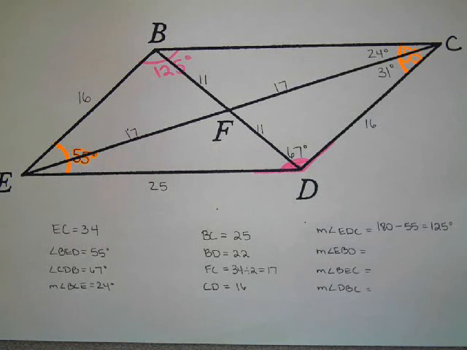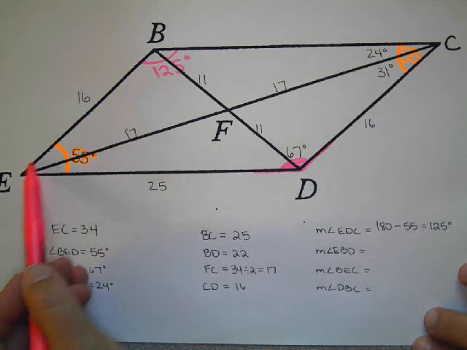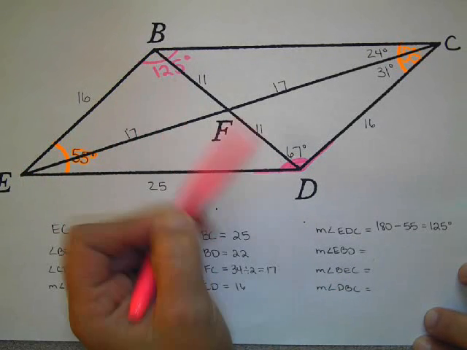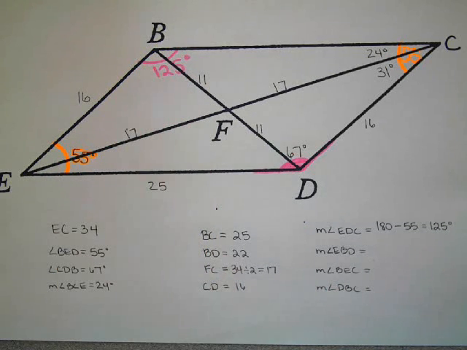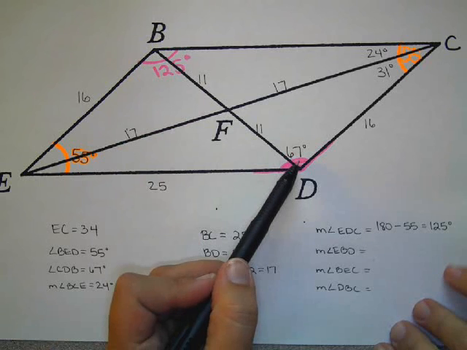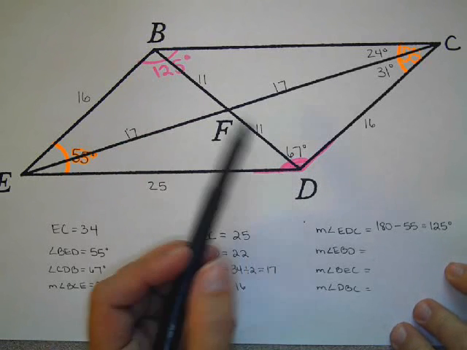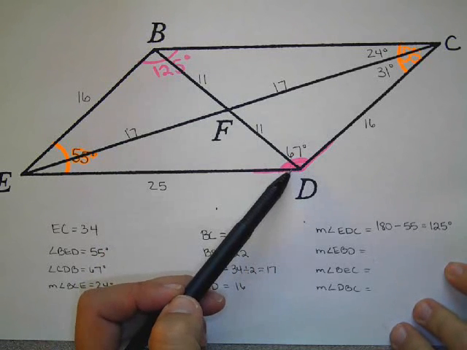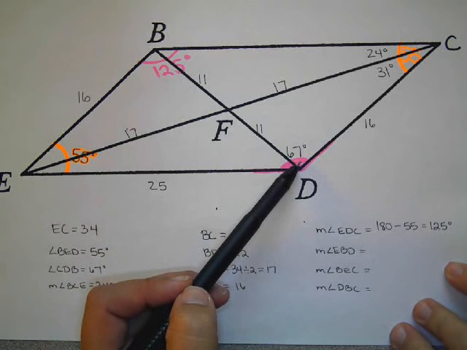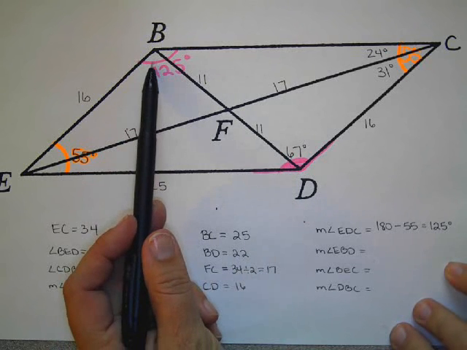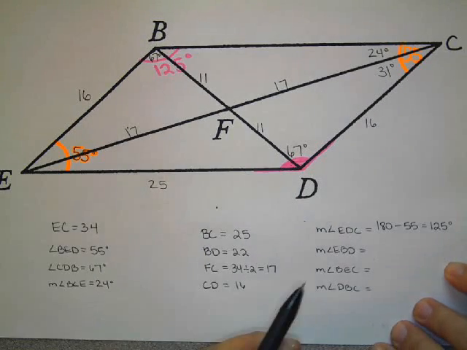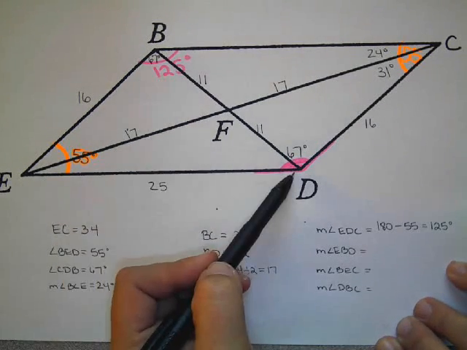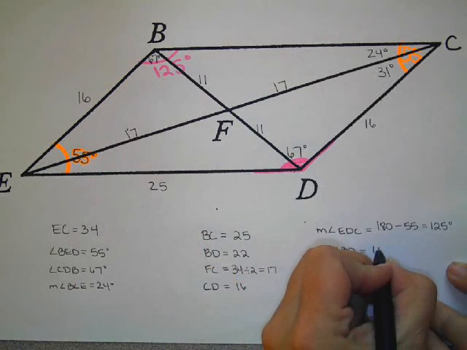Now we want angle EBD. So E to B to D. Well, all we know here is that this is 125 degrees. However, this 67 will help us out, because these two angles in pink are obviously related. They're opposite angles. So the 67 here is alternate interior with angle EBD. So this would be 67 degrees. So EBD is 67, because it is alternate interior with BDC.